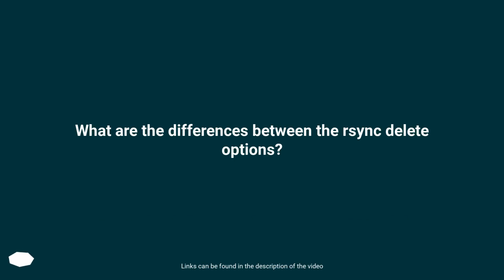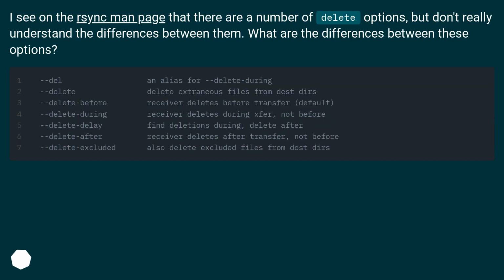What are the differences between the rsync delete options? I see on the rsync man page that there are a number of delete options, but I don't really understand the differences between them. What are the differences between these options?